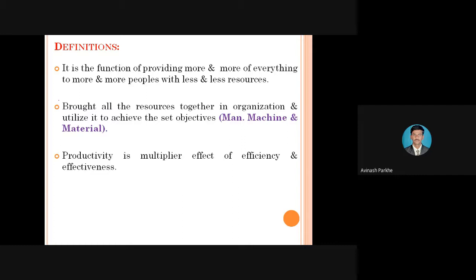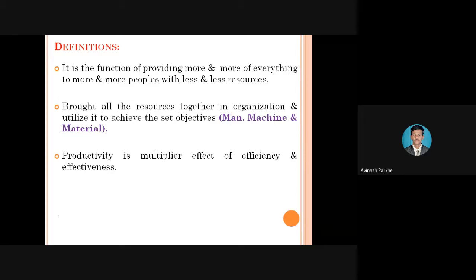Whatever skilled operators are with you, utilize them properly. Whatever machines are available, standard machines, manually operated machines, automated machines, use them properly. Whatever raw material is available, if I achieve the maximum product from the minimum raw material, that means with a minimum number of resources, I can achieve the maximum output, means I can achieve my objective.